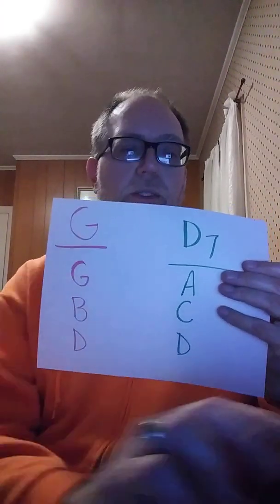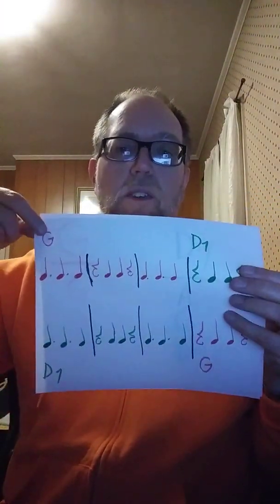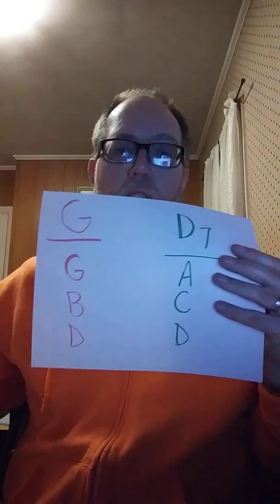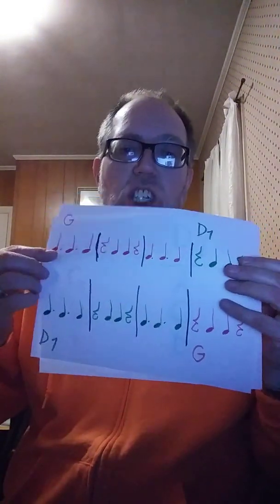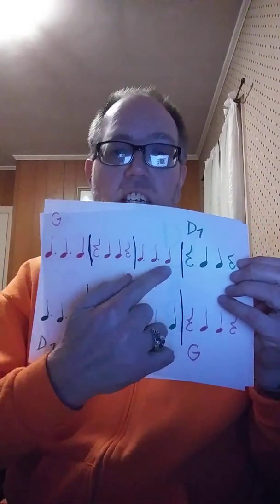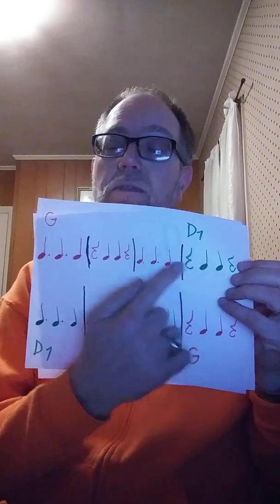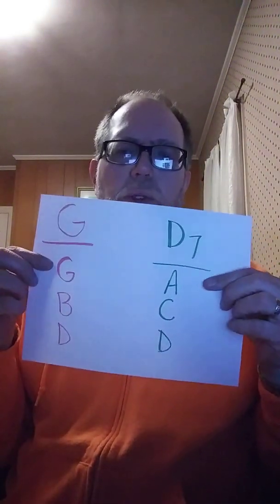Now the trick is when we change chords. You're going to choose one of those G chord notes to play when the song has G going. G, G, G, G. Then you have to switch. We have to switch to D7, so now you have to switch to another note.